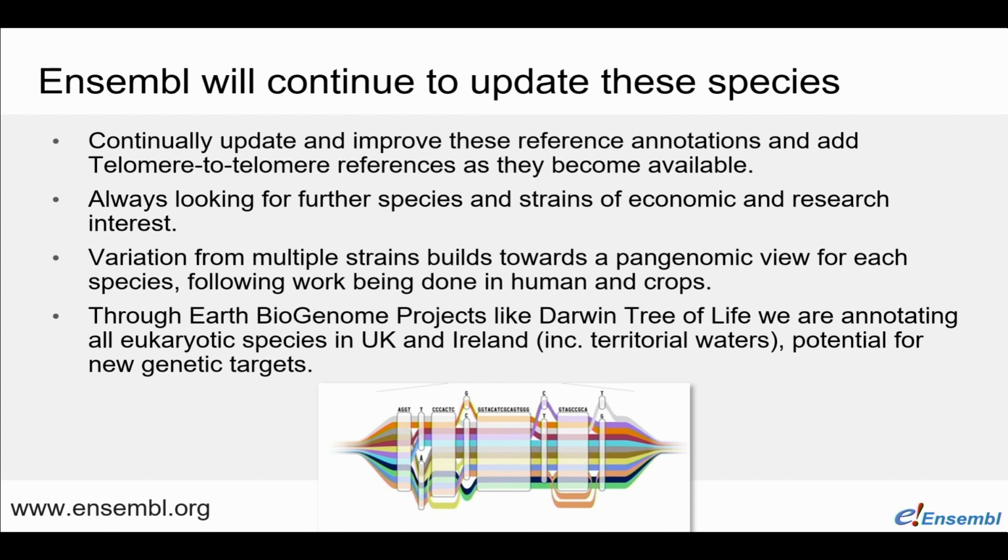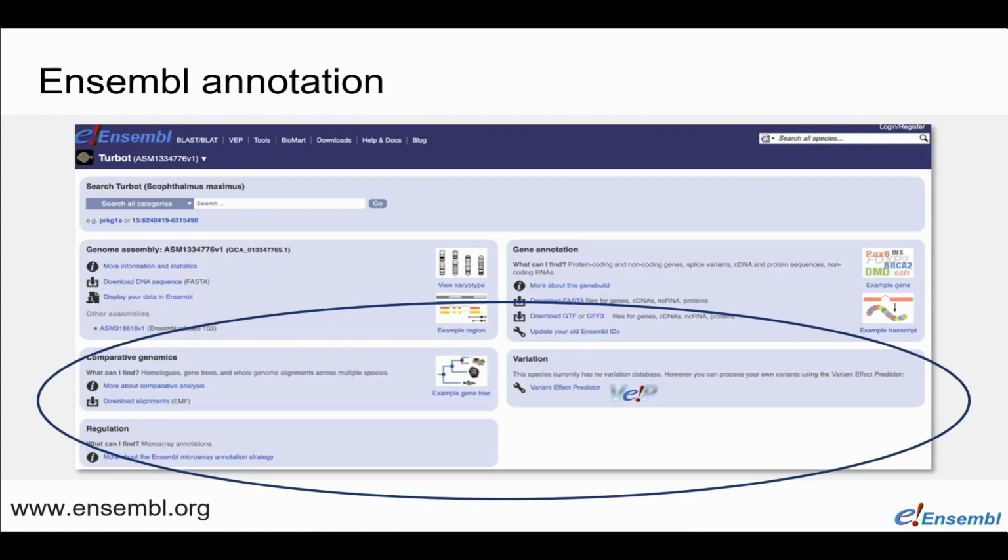But we're also working through projects such as the Darwin Tree of Life to annotate all eukaryotic species around the world. So in the UK, for example, we are working with partners across the UK to sequence and annotate all eukaryotic species, including those in the territorial waters. So this would bring in huge potential for new genetic targets that you can bring in for future genome editing.